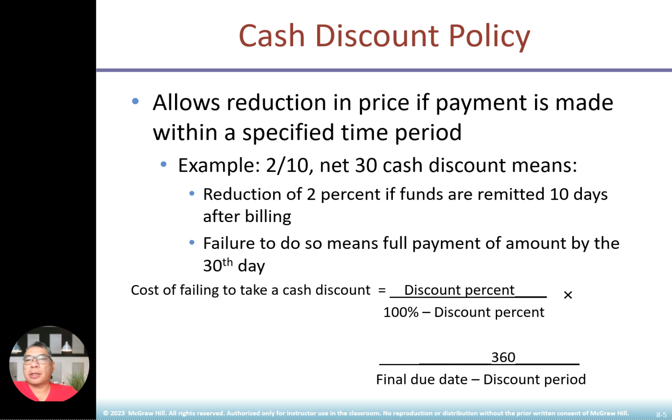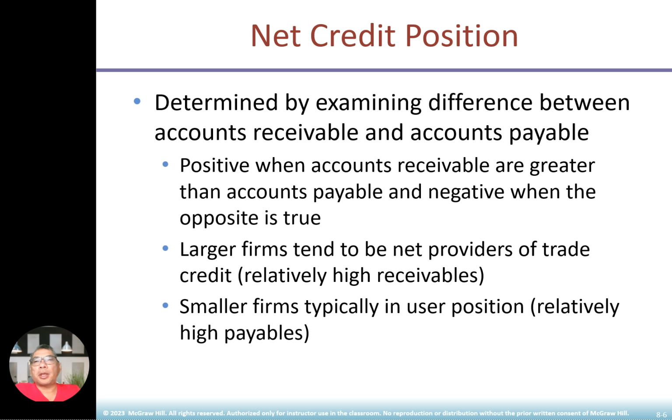For example, the cost of not taking the cash discount is the discount percent divided by 100% minus the discount percent, multiplied by 360 divided by the final due date minus the discount period. This is the logic given to you. We'll do that in detail, with calculations, later on.